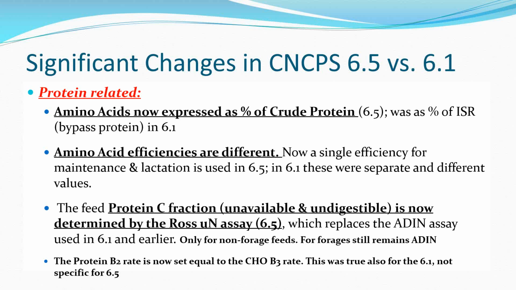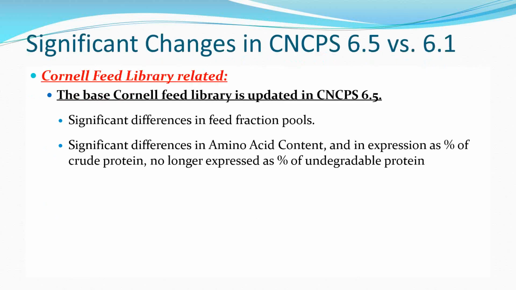And although it's not new to 6.5, we remember that the protein B2 rate in forages is now set to the carbohydrate B3 rate. And that makes sense because most of the protein that is available at a moderate rate in the B2 fraction is resident in, associated with, the NDF fraction. So it makes sense that those should degrade at the same rates.